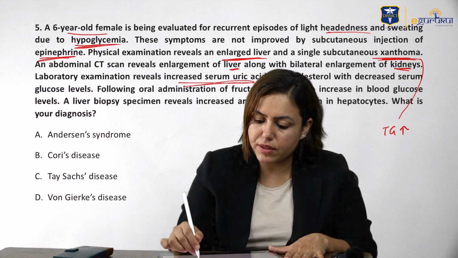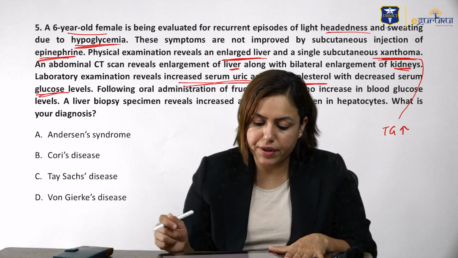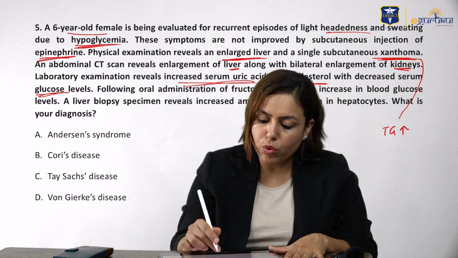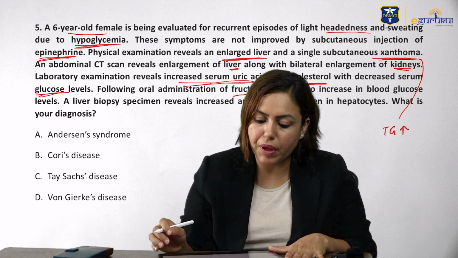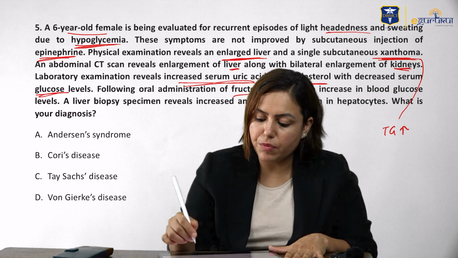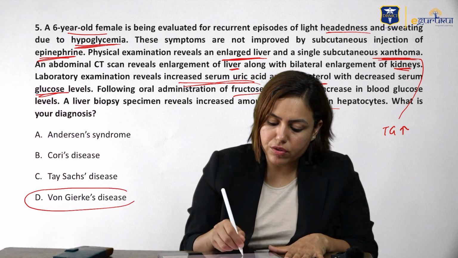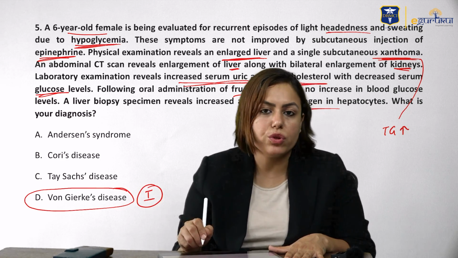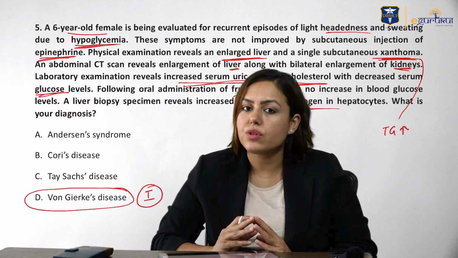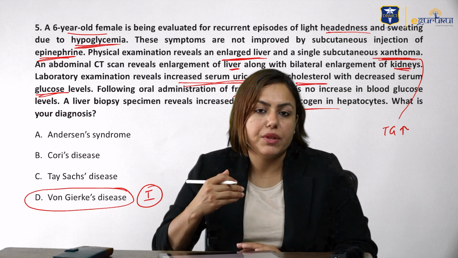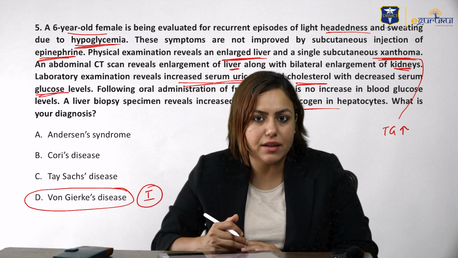Increased serum uric acid and cholesterol with decreased serum glucose. Yes, they have already written hypoglycemia. Following oral administration of fructose, there is no increase in blood glucose levels. A liver biopsy specimen reveals increased amount of glycogen. So it's a glycogen storage disease and it is von Gierke's disease, type 1 glycogen storage disease. Patient has severe hypoglycemia, ketosis, massive hepatomegaly. Spleen is not found to be enlarged in these patients, but kidneys are enlarged.